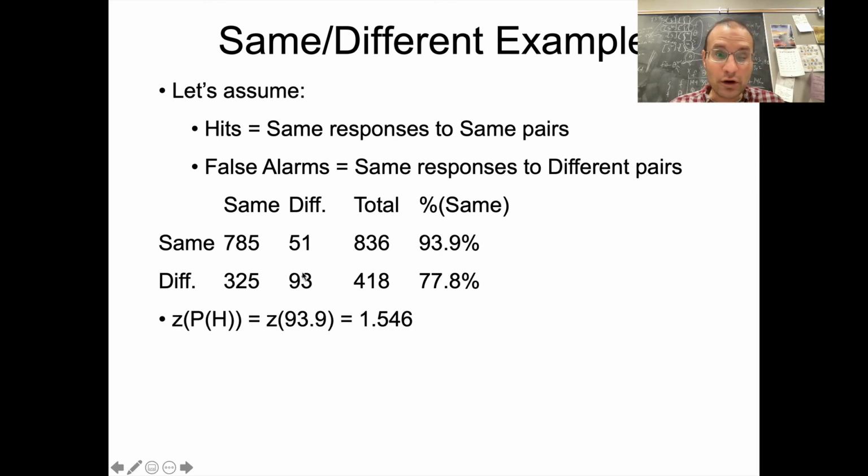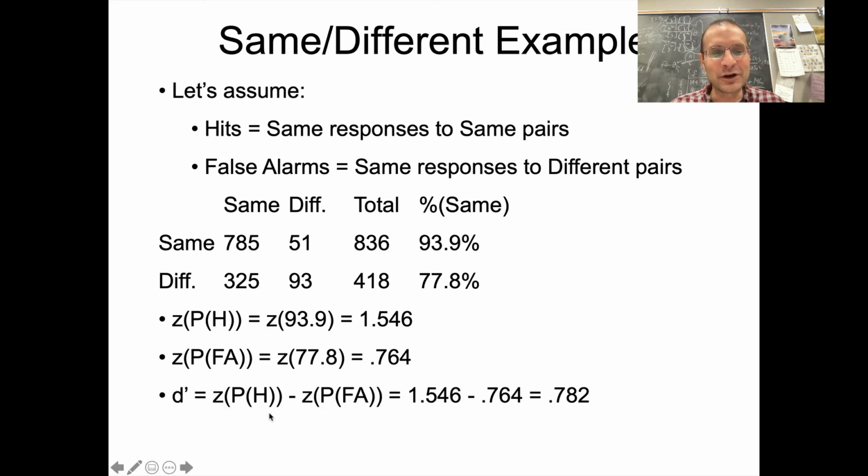So the z-score for this percentage of hits, 93.9%, is 1.546. And the z-score for the percentage of false alarms, which is 77.8, winds up being 0.764. So if we go through the math again to calculate d prime, we just want to know what the difference is in terms of z-scores between these two numbers. It winds up being 0.782. All right, so there's a d prime number for you about how distinctive these two tokens happen to be.